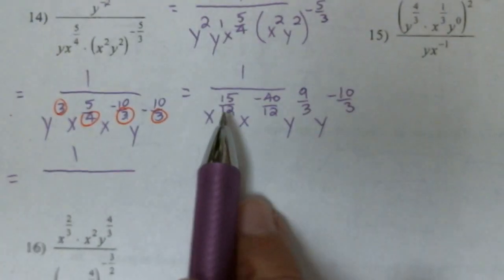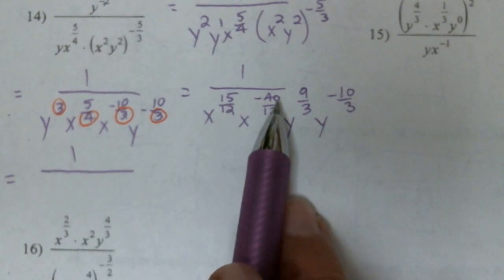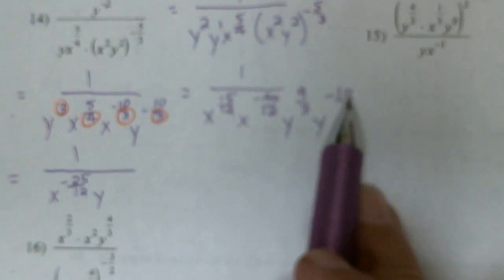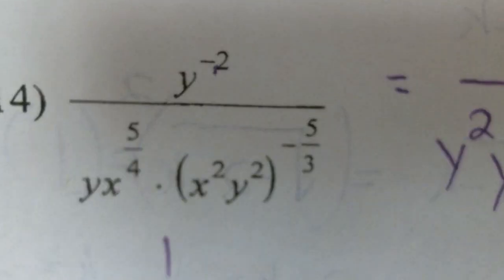So it's going to be 1 over 15 minus 40 is -25. So x to the -25/12. And then for the y's, 9 minus 10. Come on, you can do it. There you go.